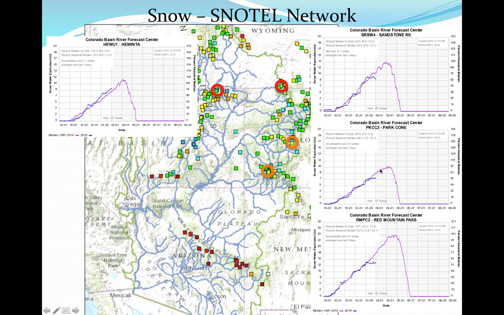Similar situation down here at Park Cone. This was the second driest February on record there. Again, another flat snowpack accumulation signal there. And at Red Mountain Pass in the Gunnison River Basin, again, flat. We were trending pretty close to normal, and then that snowpack accumulation just basically stopped in February.